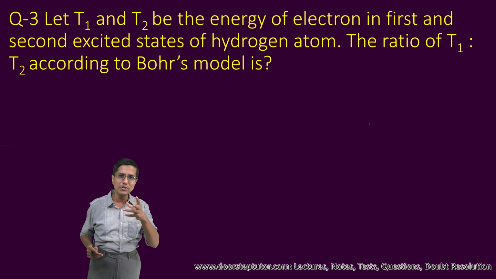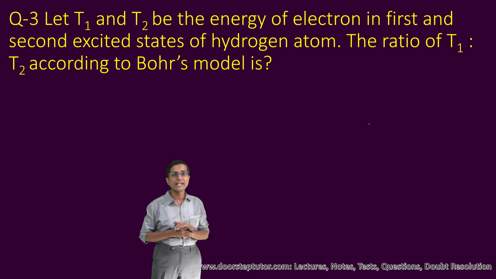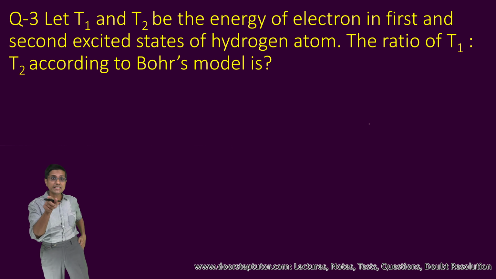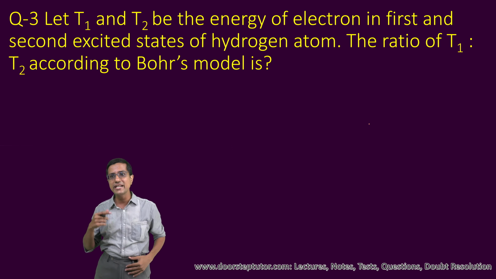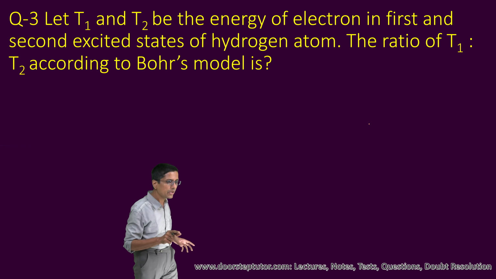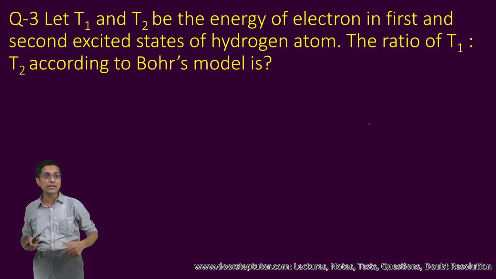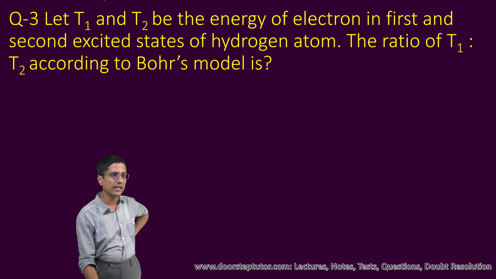Now this is a little bit of a tricky question. See, here they have told us that T1 and T2 are the energy of the electron in the first and second excited states. So it is the energy of the electron not in the ground state. For the hydrogen atom, the ground state is n equal to 1, when the principal quantum number is equal to 1. But here we have been told that this is the first excited state, which means the principal quantum number now became 2. And then subsequently, in T1, the principal quantum number is 2.